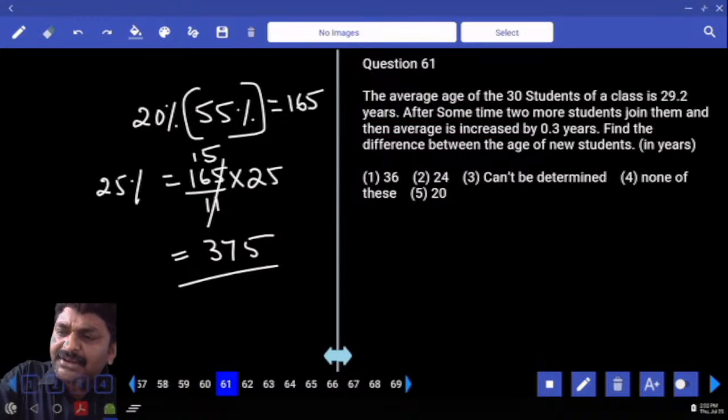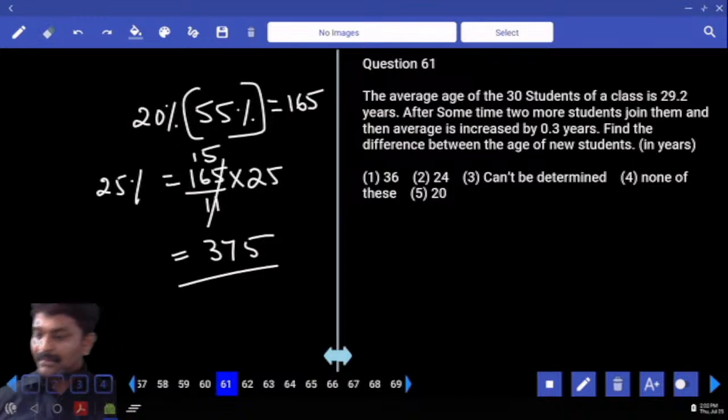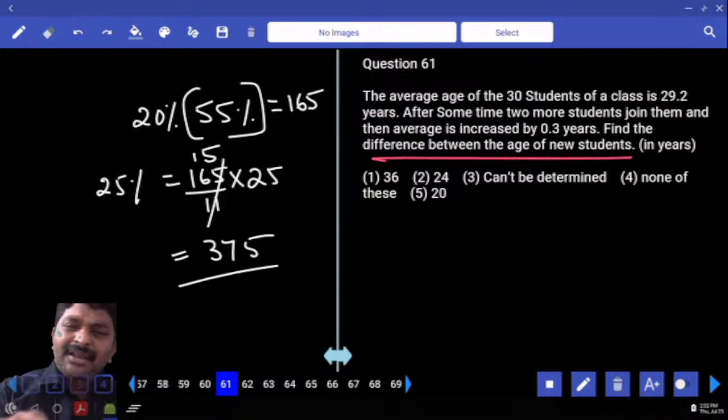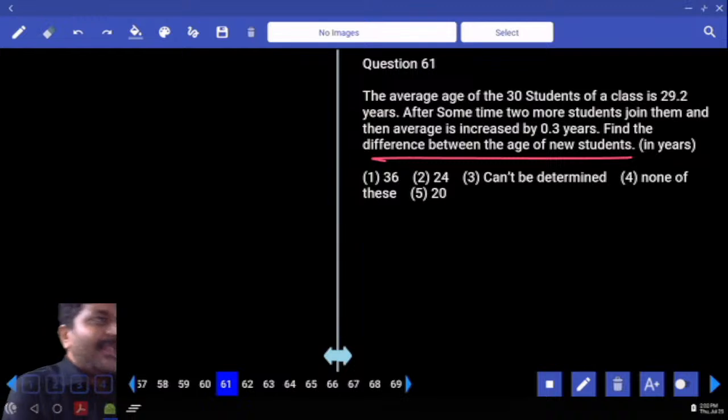The average age of 30 students of a class is 29.2 years. After some time, 2 more students join them and the average is increased by 0.3 years. Find the difference between the ages of the new students. How many students joined? Now, we were asked to calculate the difference between their ages. With this data, we can identify the sum of their ages, but not the difference, because there is no relation between those 2 new students.